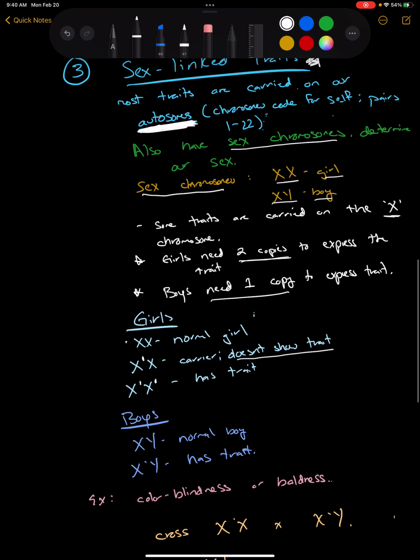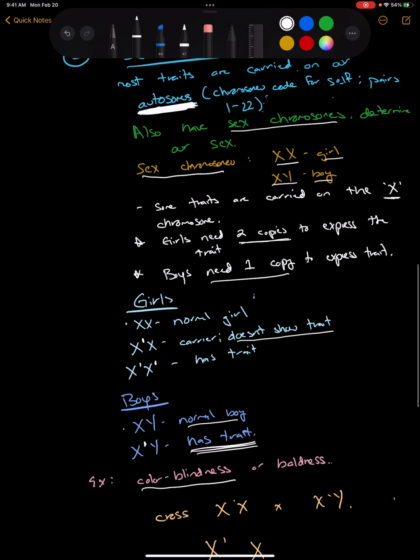So for boys, I can either have an XY, which gives me a normal boy, or I can have X prime Y, which means that boy has the trait. That's why boys are more often to show sex-linked traits, because they only need 1 copy. So if you think of color blindness, if you know somebody who's colorblind, I bet you it's a boy over a girl. That's because you can see the sex-linked traits easier on boys because they only need 1 copy. Or if you think of baldness, the first person you think of is a man because they only need 1 copy to show that trait and not 2.